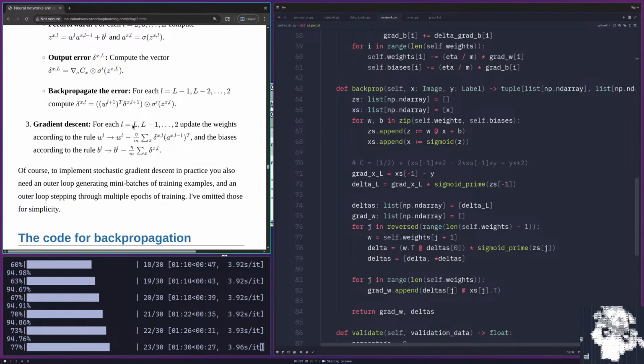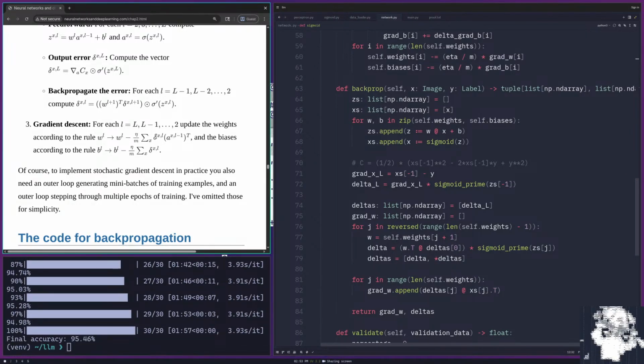For each l equals L, L minus 1, etc. up to 2, update the weights according to the rule: w^l goes to w^l minus eta over m times the sum of the deltas times activations, and the biases according to the rule. So this is one of the outputs from the backprop, and this is the other output from the backprop. Of course, to implement stochastic gradient descent in practice, you also need an outer loop generating mini batches of training examples and an outer loop stepping through the multiple epochs of training.